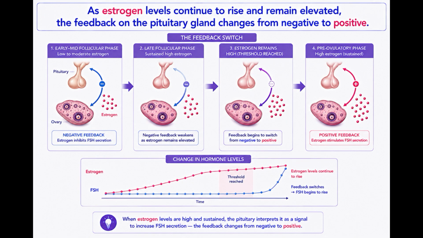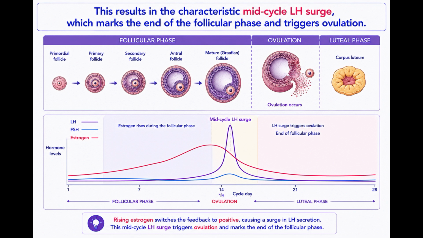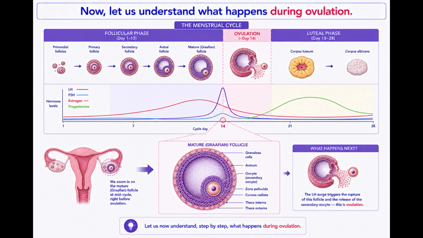As estrogen levels continue to rise and remain elevated, the feedback on the pituitary gland changes from negative to positive. This results in the characteristic mid-cycle LH surge, which marks the end of the follicular phase and triggers ovulation. Now, let us understand what happens during ovulation.